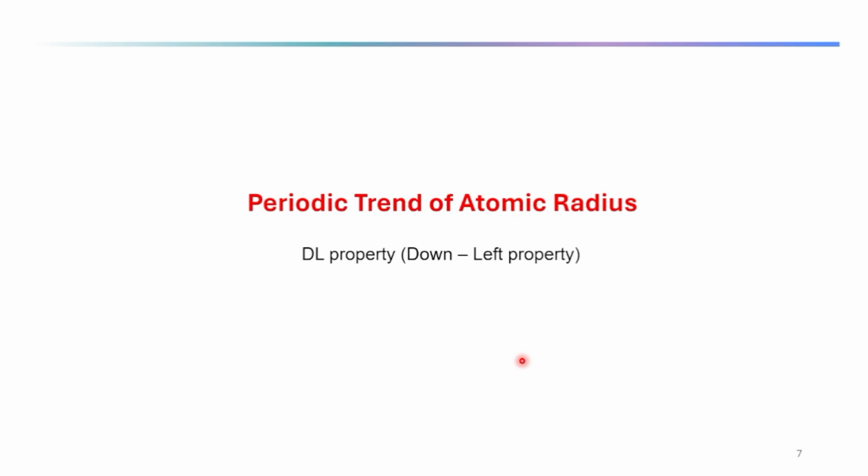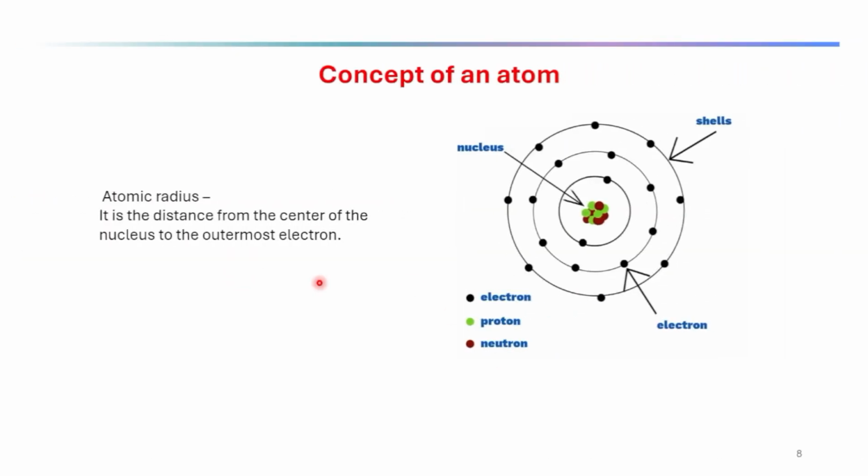So the first property that we are going to learn about is the periodic trend of atomic radius. We will call it the down-left property, or DL property. Now let's see the model of an atom.